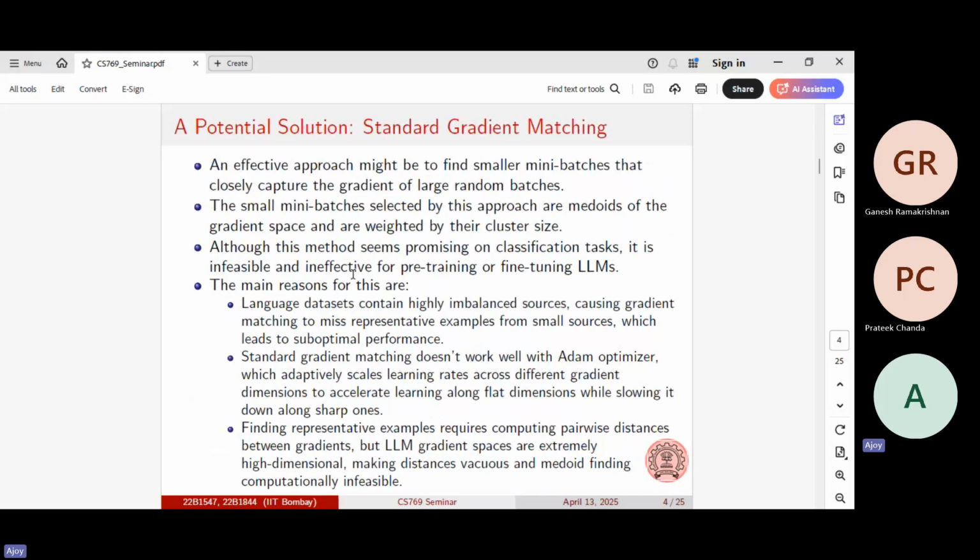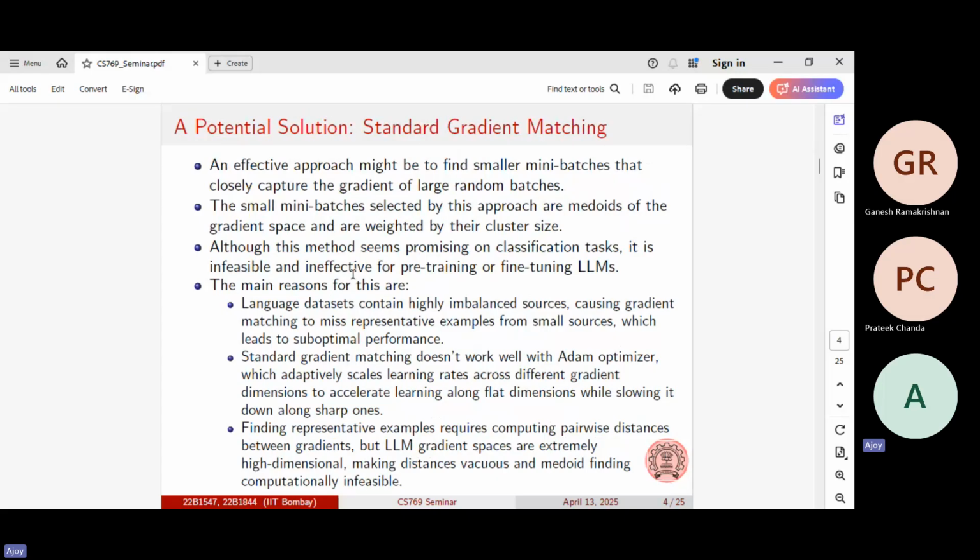Next slide. A potential solution for this is standard gradient matching. In this method, we try to select some medoids. Medoids are like representations: there are a large number of samples, so we choose central points from them, which are called medoids, so that they represent the data, and we can have a smaller representation of the big data set.